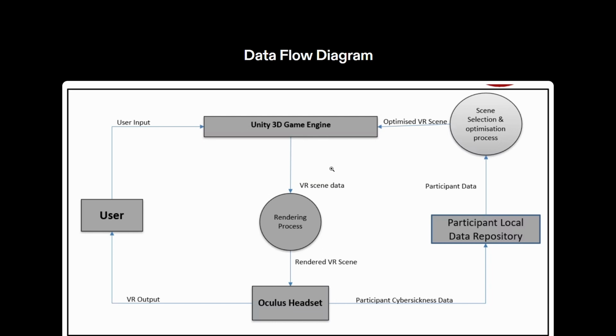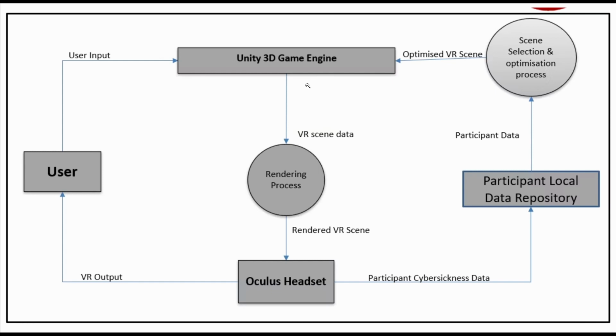This is the data flow diagram of the VR Cybersickness project. The user input is fed through the Unity 3D game engine. Then the scene selection process happens. By using the local data repository, the previous participant data is selected and the scene selection and optimization process takes place. Once the optimized scene is sent into the rendering process, the scene is rendered via the Oculus headset and the user can experience the output. Again, the participant data is stored in the participant local repository.